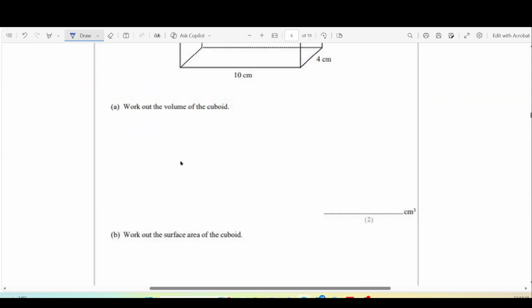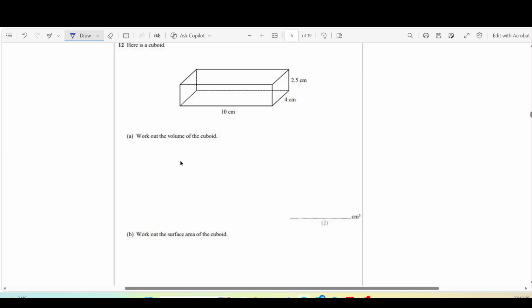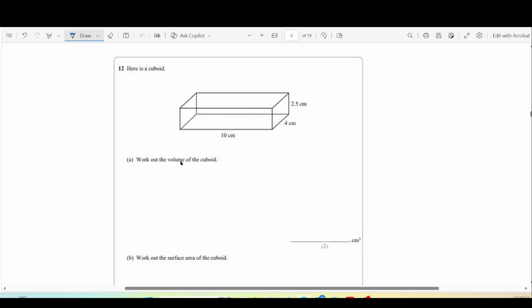Okay, then we have a cuboid. We have to find first its volume and then surface area. So the formula for the volume of a cuboid is length times width times height. We have length, width, height. So length is 10, width is 4, and height is 2.5. If we times it, 10 times 4 is 40, times 2.5, which is 100 centimeters cubed. We have to take care of units, they should be the same.